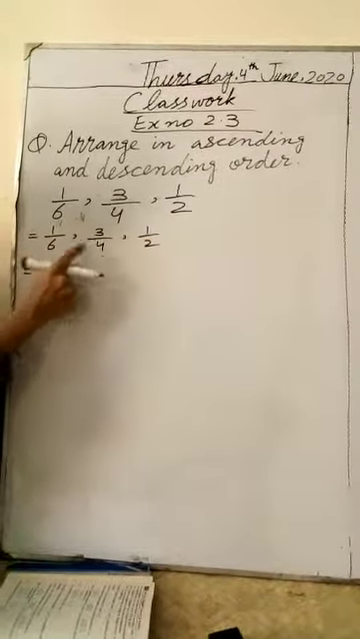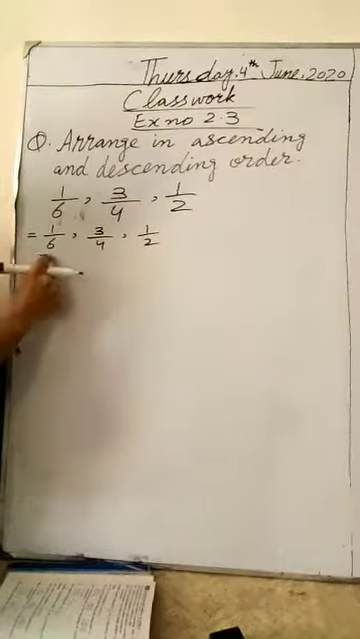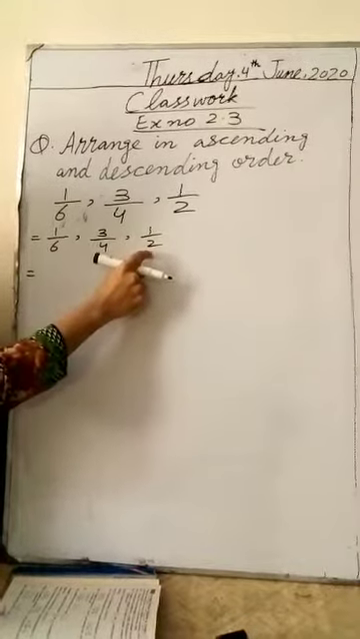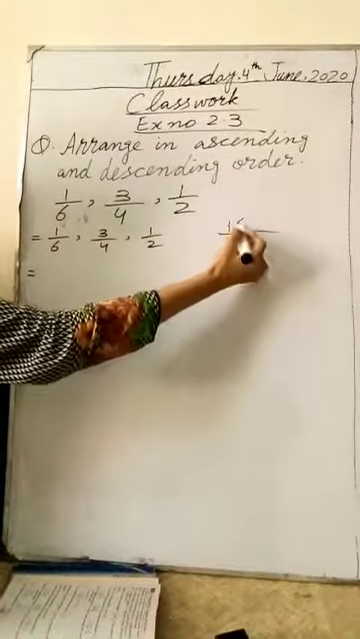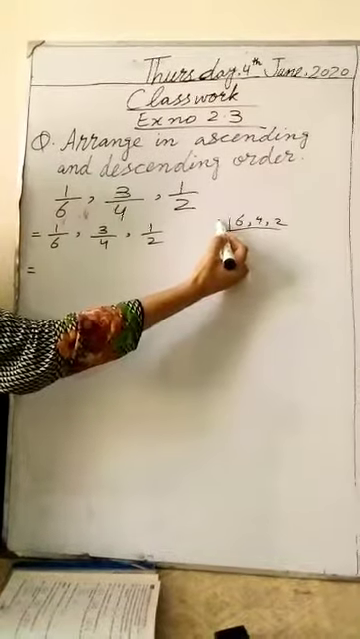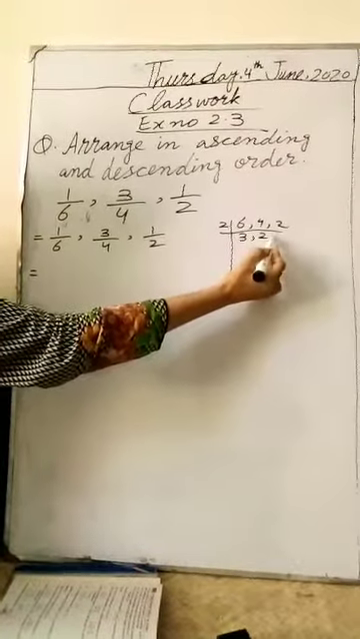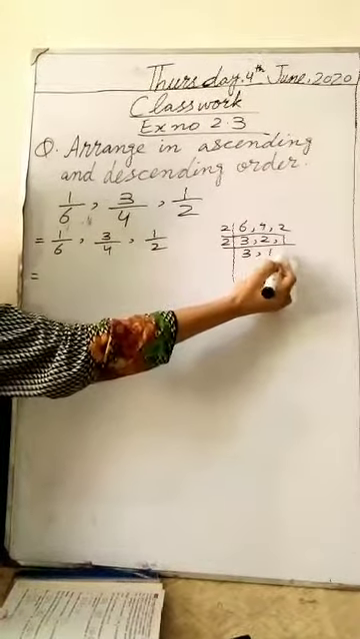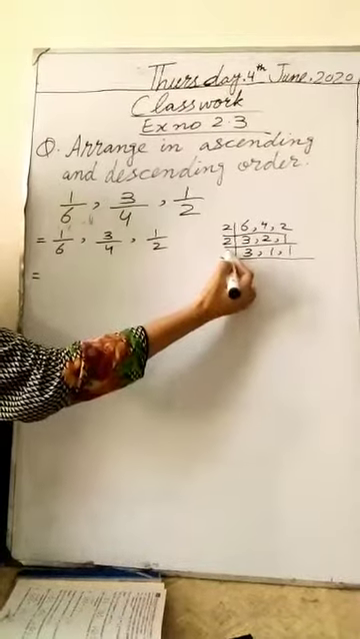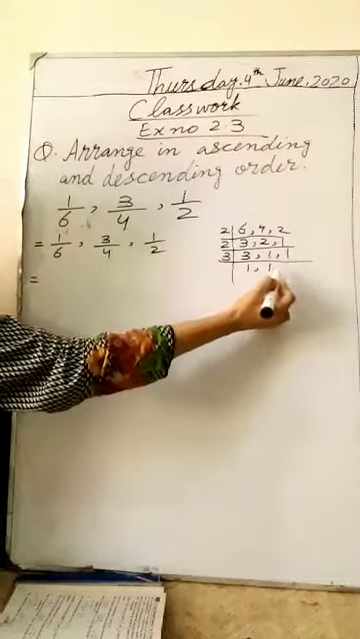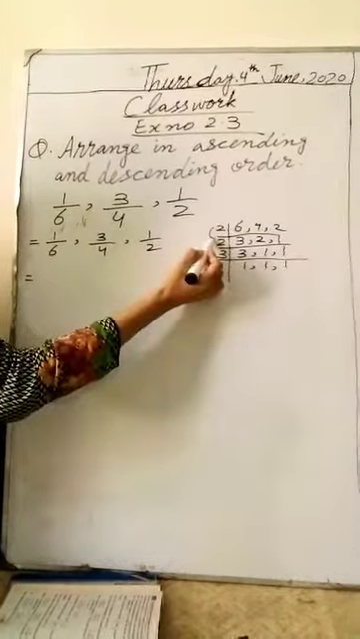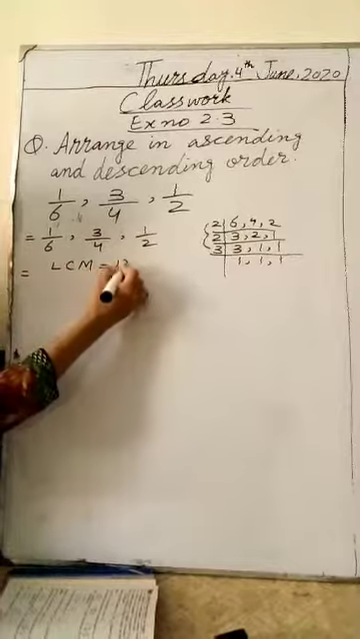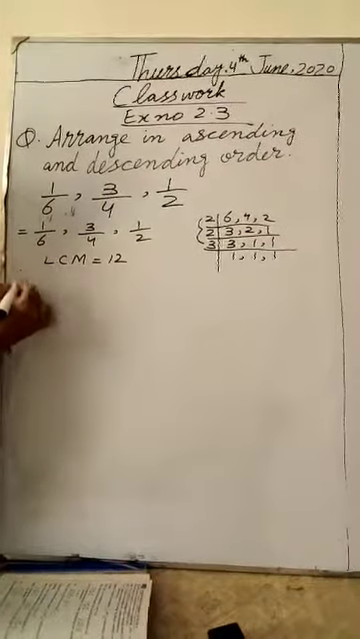Then you need to see the LCM of the denominators. If the LCMs are not the same, you need to find the common LCM in the rough work. Start with 2: 2 times 3 is 6, 2 times 2 is 4, 2 times 1 is 2. Then again 2: 3 is not possible, 2 times 1 is 2, and 1. Now come to 3: 3 times 1 is 3, 1, and 3 times 1. It means 2 times 2 is 4, 4 times 3 is 12. So the common LCM is 12.